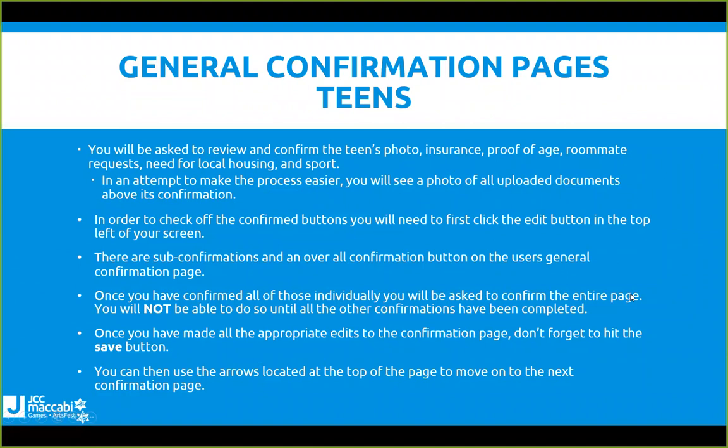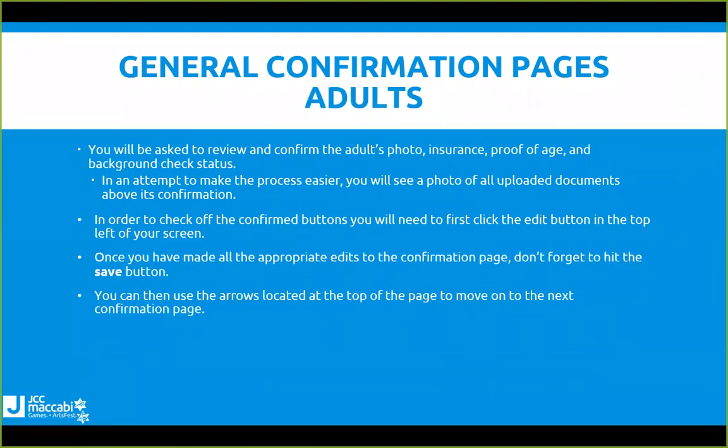So again, this slide is covering exactly what we just went through. You're going to do the same thing for your adult confirmation pages. The difference is it's going to be a little less cumbersome. We're looking at that photo, that insurance, that proof of age, and that background check status.